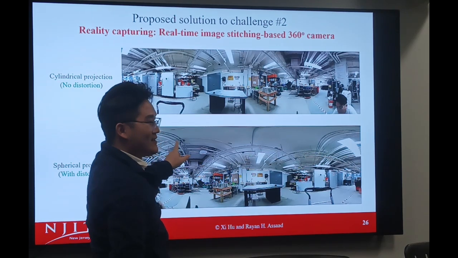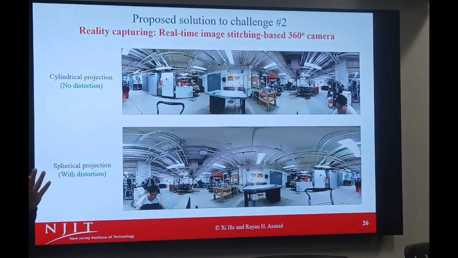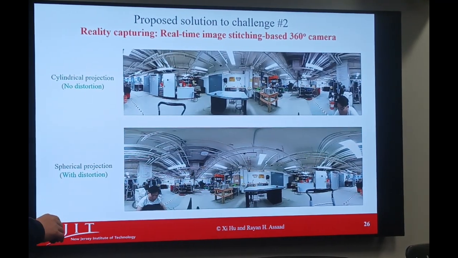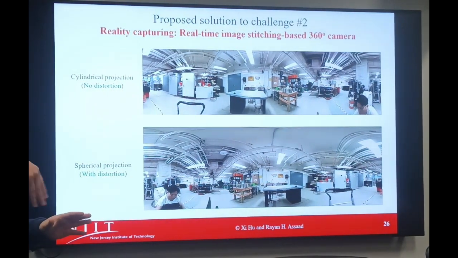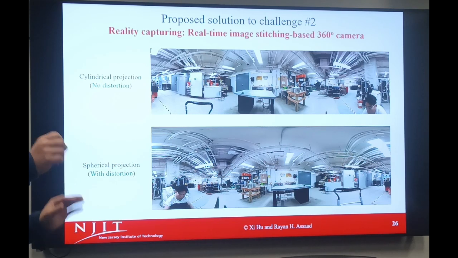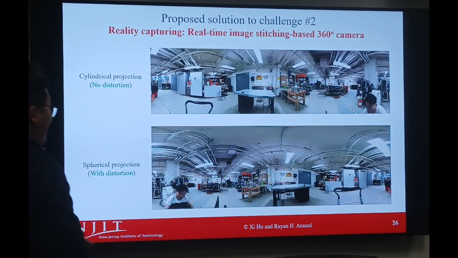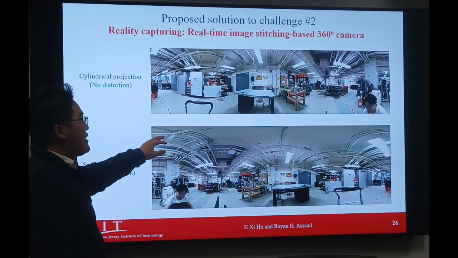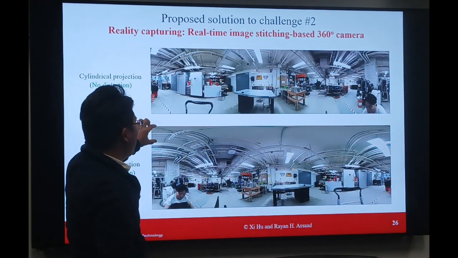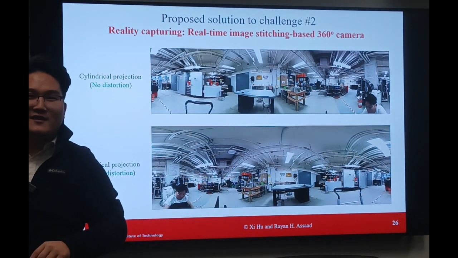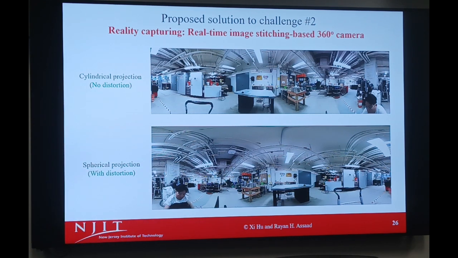It's distorted, but it still represents the same information. It's just about how the projection represents the captured objects. The distorted one has more information because it can capture part of the ceiling, but this one is going to be a little bit less. That's also the difference. But no matter what, this system is adaptive.